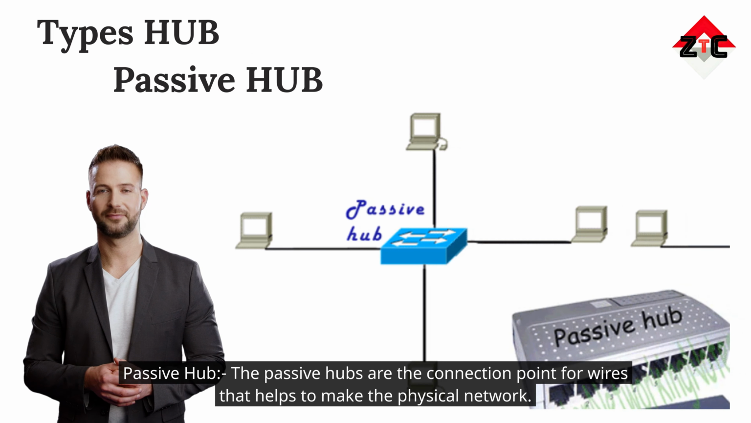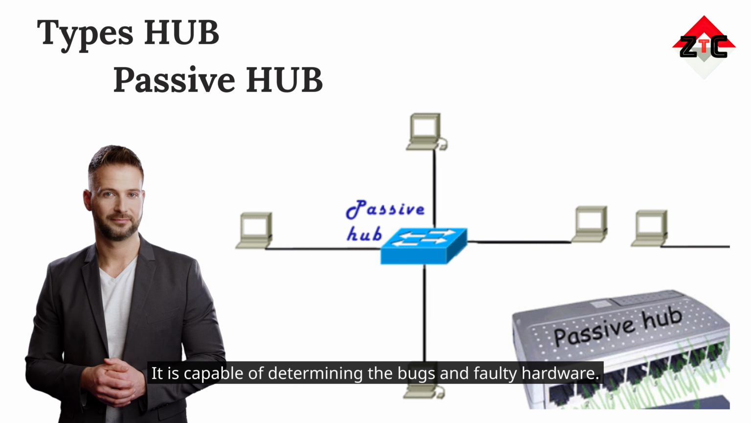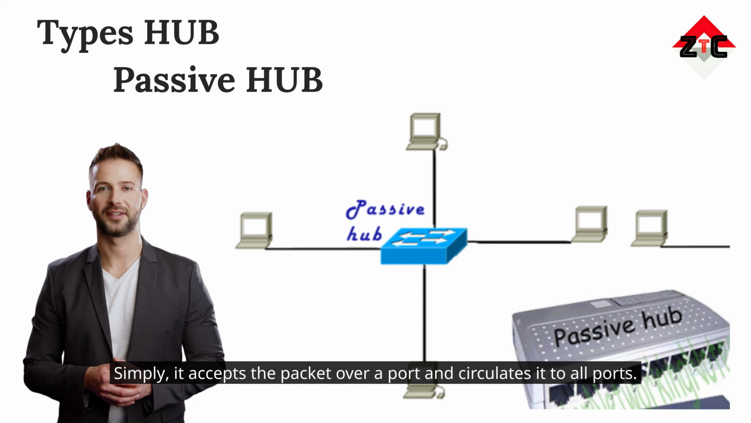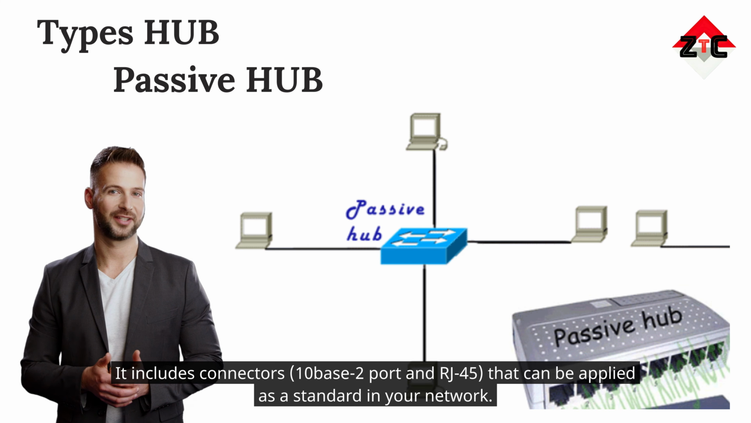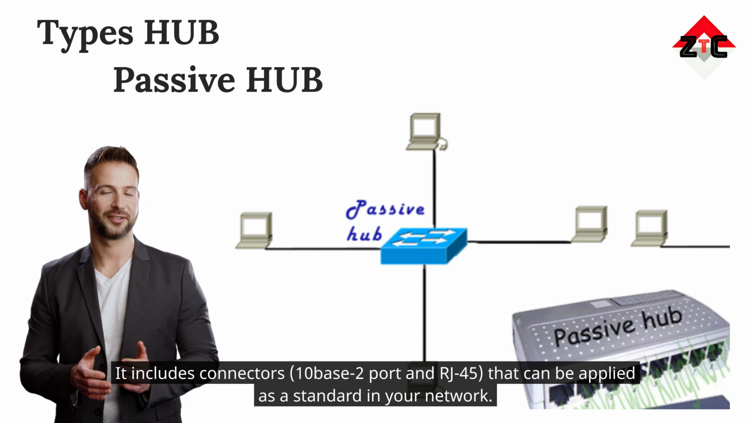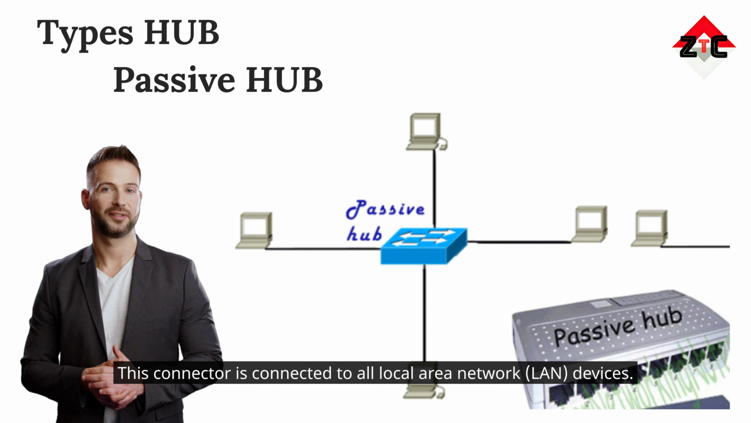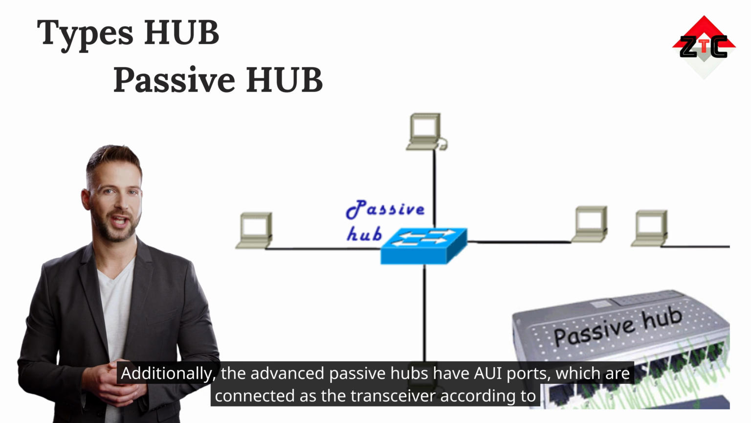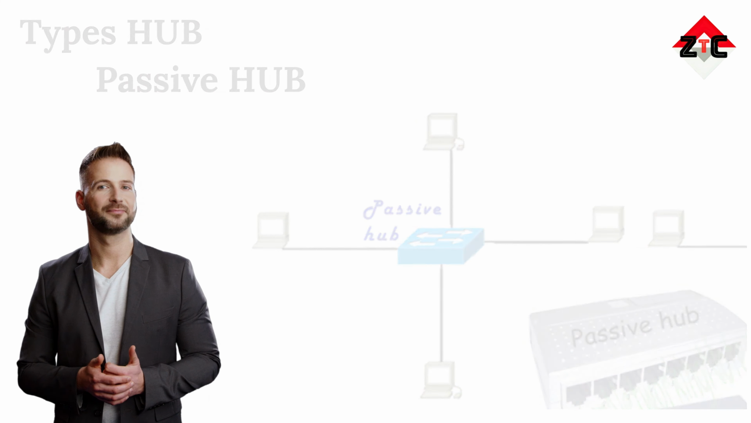Passive hub. Passive hubs are the connection point for wires that helps to make the physical network. It is capable of determining bugs and faulty hardware. Simply, it accepts the packet over a port and circulates it to all ports. It includes connectors, a 10Base2 port and RJ45, that can be applied as a standard in your network. This connector is connected to all local area network (LAN) devices. Additionally, the advanced passive hubs have AUI ports, which are connected as the transceiver according to the network design.